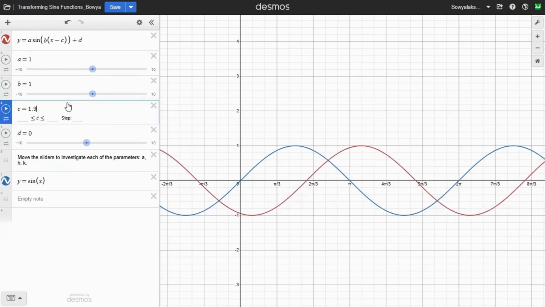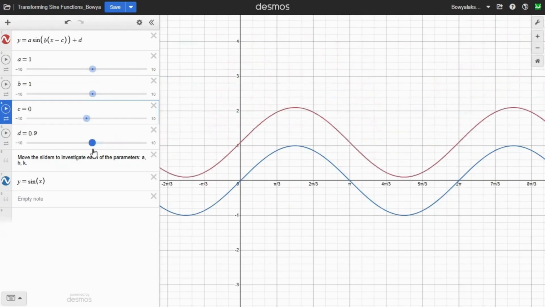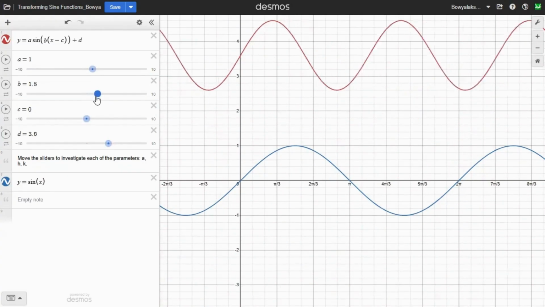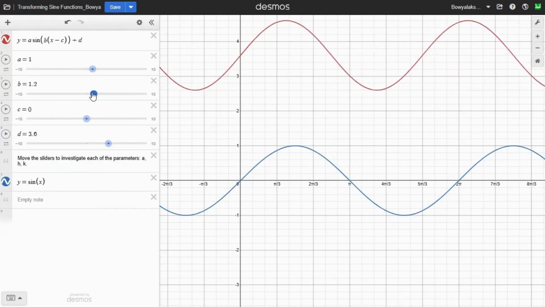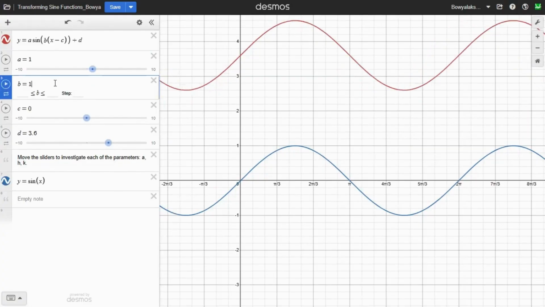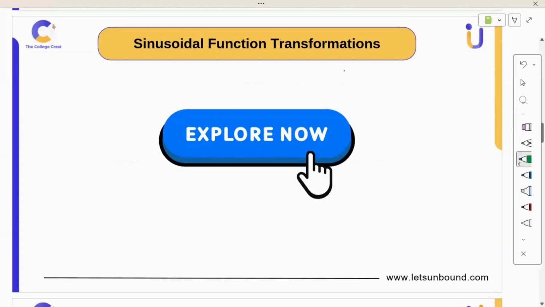Now let me make C as 0, and when I increase D, the graph is not changing its shape, but it's just moving up and down. So that's simple. B will affect the periodicity. It will quickly attain a cycle. This is the transformation effects. I hope this might be helpful. And now we are moving to the next.